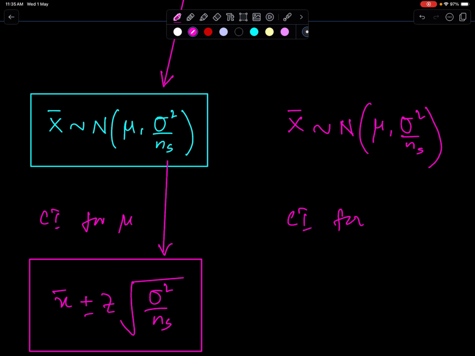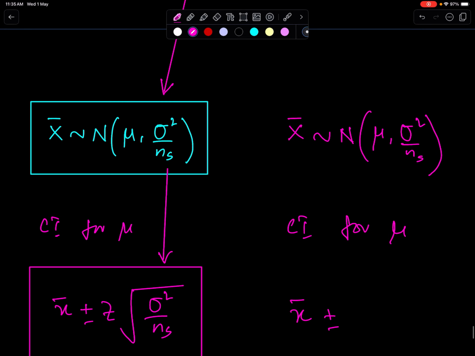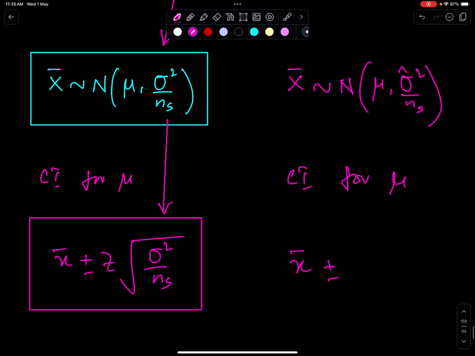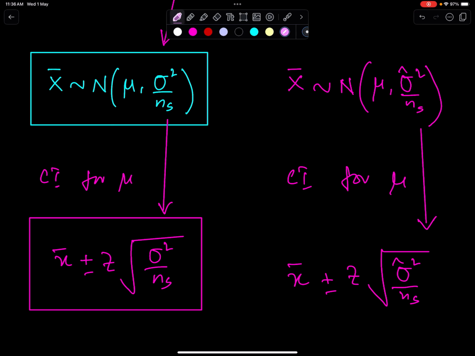Therefore, confidence interval for mu is X bar plus minus Z times square root of this quantity, sigma cap square over n. Here we have to use sigma cap square. Remember, sigma square is unknown, so sigma cap square is used instead. So this is a way to write the formula of confidence interval of mu for case C1.